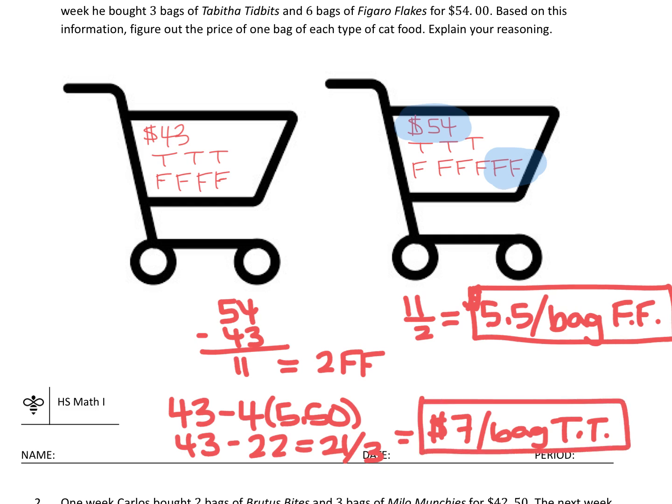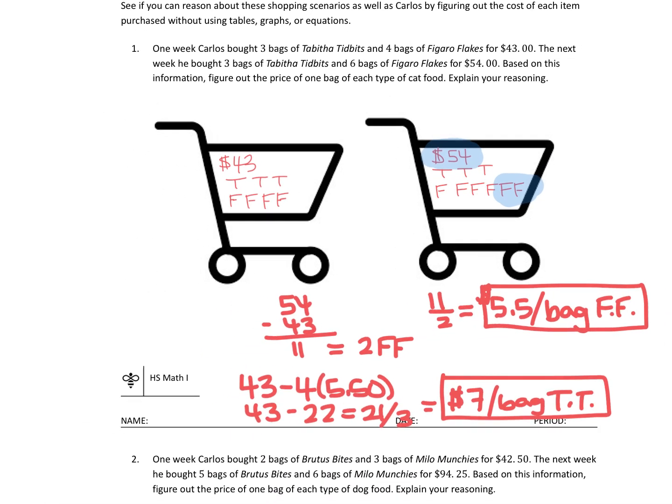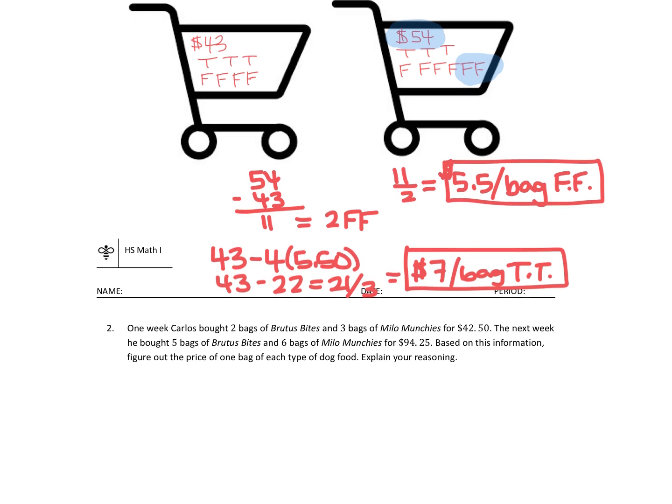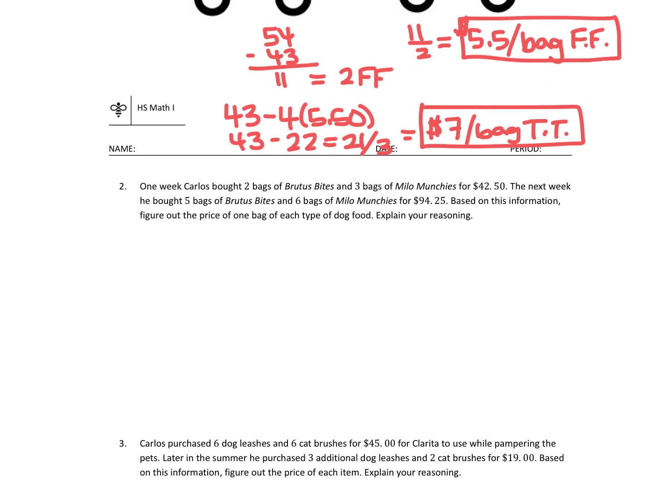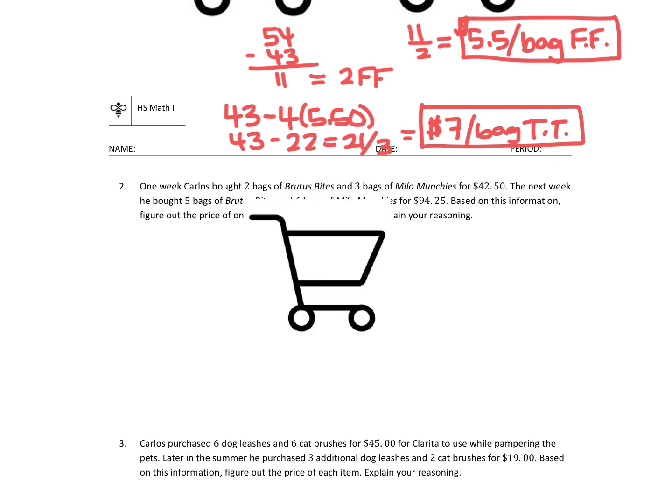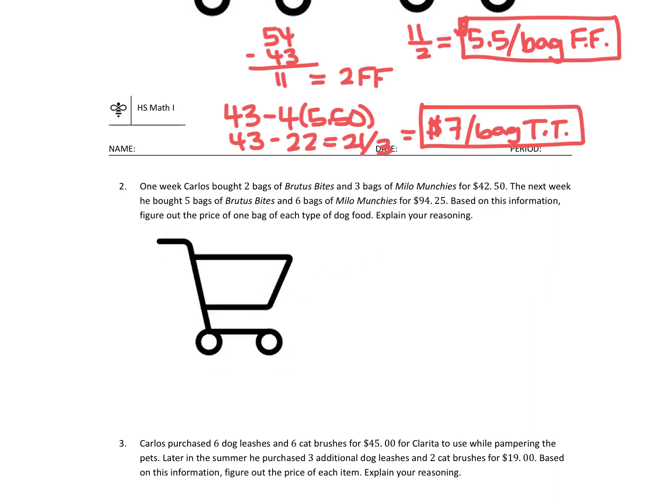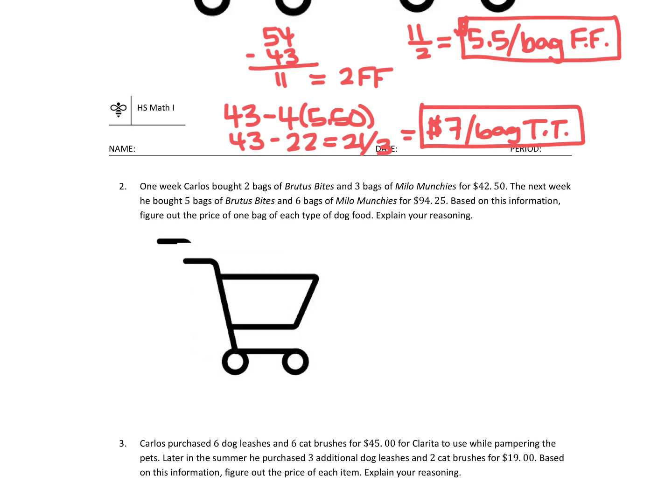Okay, all right, let's move on to number 2. We're going to go through the same process, just build our shopping carts and reason about the situation. Okay, let's add my little images. Okay, let's do one more. Duplicate. We got our 2 little shopping carts.